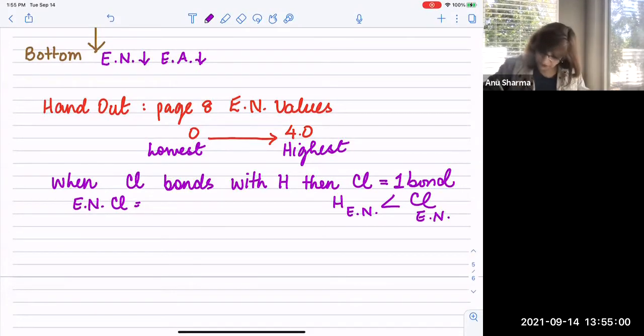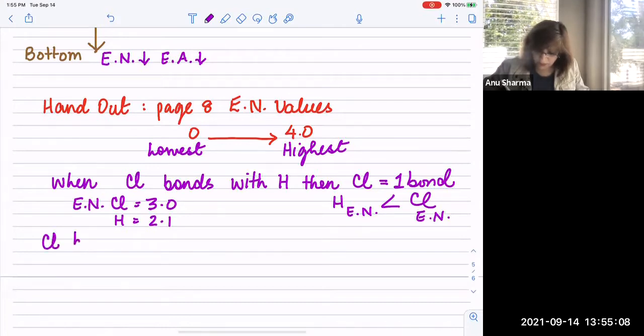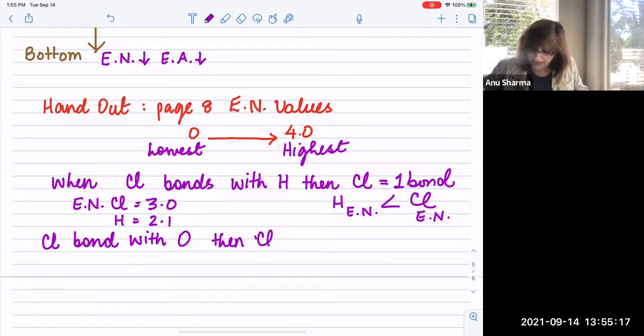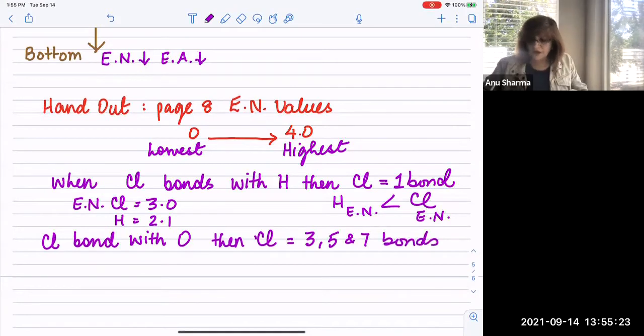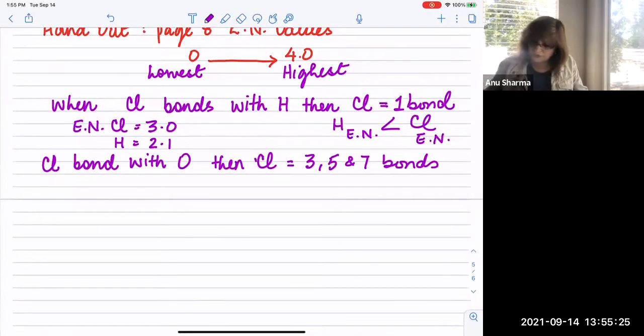Chlorine is 3.0 and hydrogen is 2.1. So this is happening. But when chlorine bonds with oxygen, then chlorine can make 3, 5, and 7 bonds. It depends how many oxygens it's combining. So we will look at that.